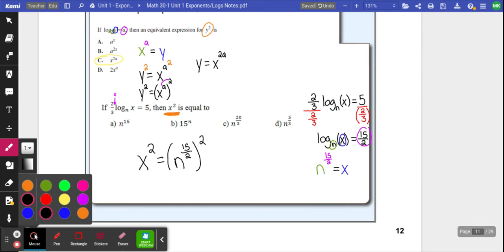You bring that 2 in. 15 over 2 times 2 is just 15. My answer should be n to the power of 15. Now I go look at the answers. Make sure it's there. It is. Perfect. The answer is A.